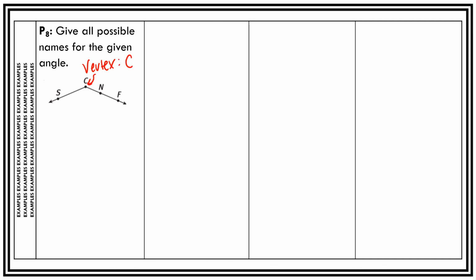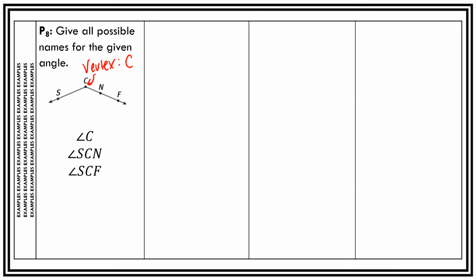All right, so how about angle C? We can do that because we can name it by the vertex. Now let's move on to using 3 letters. How about angle SCN? Okay, that works. S and N are on either side of the vertex, and C is the middle because it's the vertex.